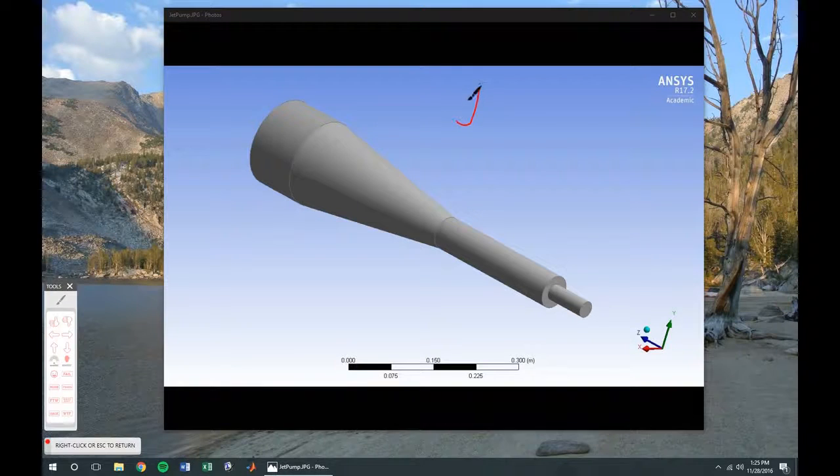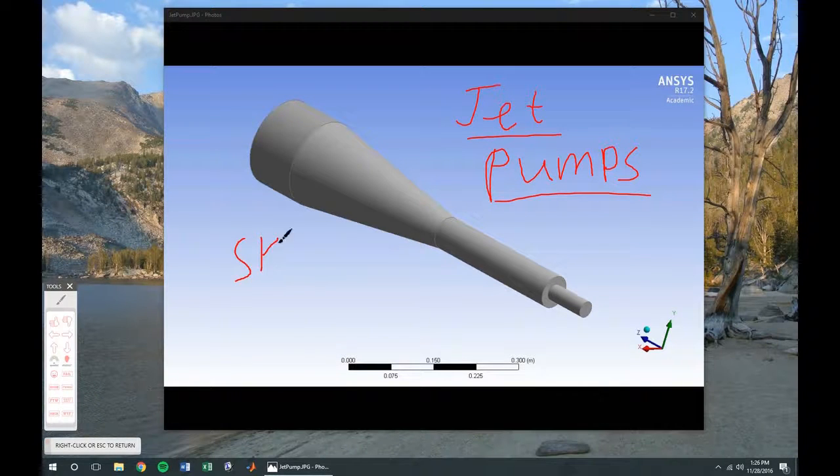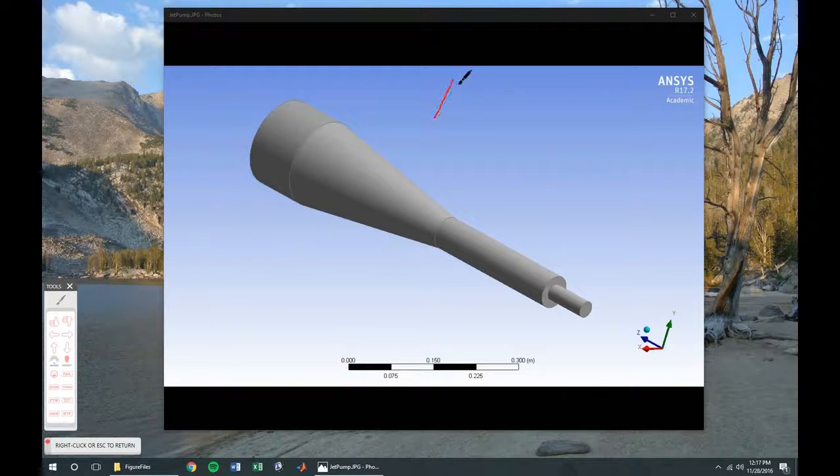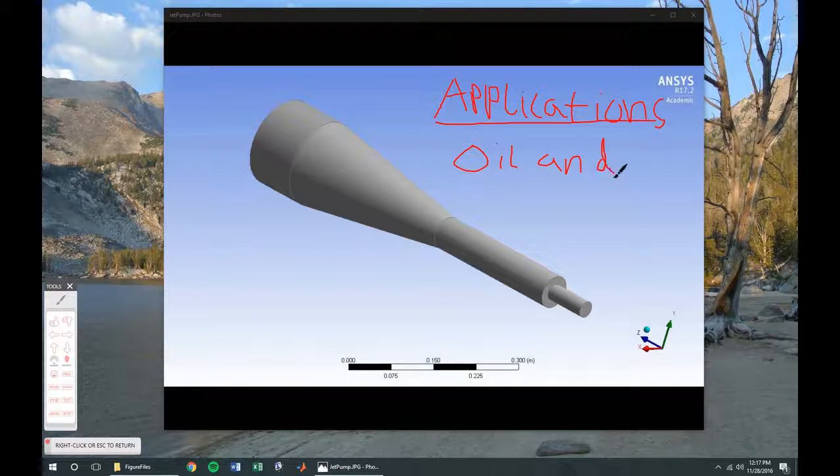I chose to use computational fluid dynamics to model fluid flow through a jet pump. This was just something that I was interested in. There are many different applications for jet pumps. Many of them are in the oil and gas industry, as far as frac water recovery, and another big one is in a volatile environment where an electric pump could create a spark and cause a subsequent explosion, which wouldn't be good.